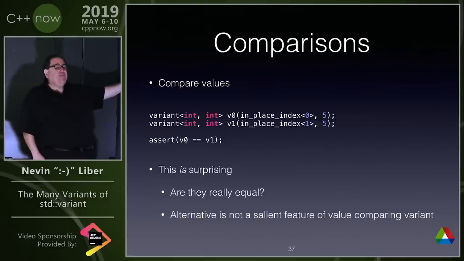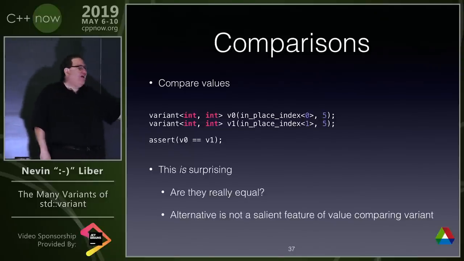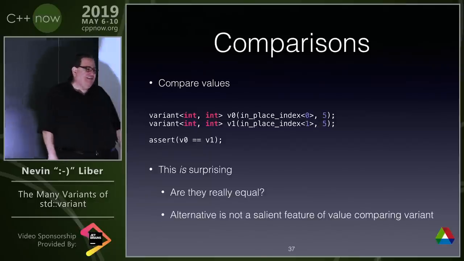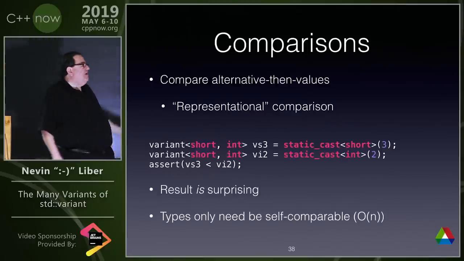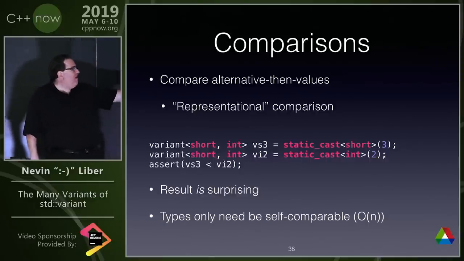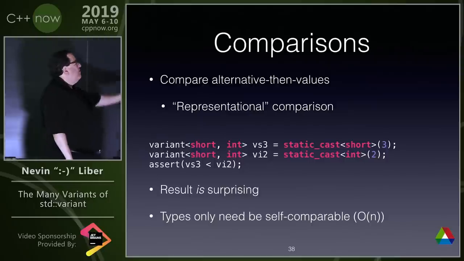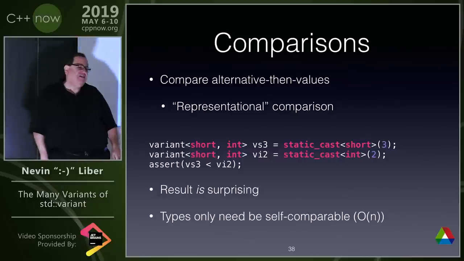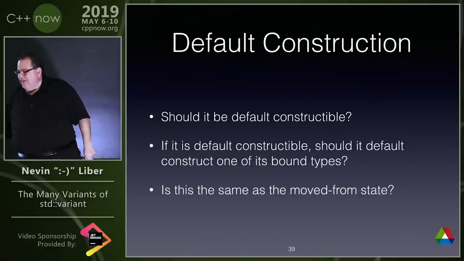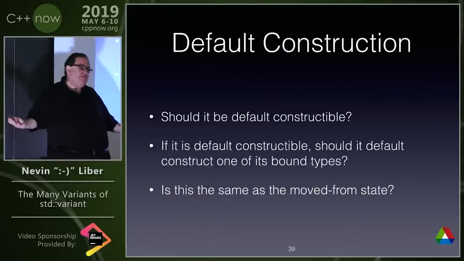And then also, even if you say we have a variant of int and int, and we can go into whether or not you'd want that, if you're just comparing values, those two things are equal, even though the ints are in different slots. Which is also surprising, because it basically says what slot it's in is not a salient feature of variant. The other way to do it is we can compare the alternative index and values, kind of the representational comparison. But that makes this one surprising, right? Now 3 is less than 2 because short in this variant is less than int in this variant. But types only need to be self-comparable. You only need to make short comparable with short, int with int. So at compile time, that's an order n kind of thing. So basically, no matter what we do with comparisons, they will be surprising. And some people make the argument, maybe we shouldn't have comparisons because of that.